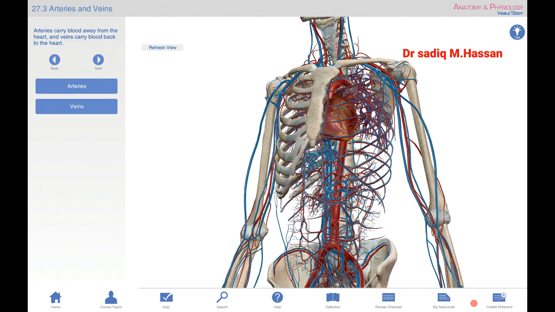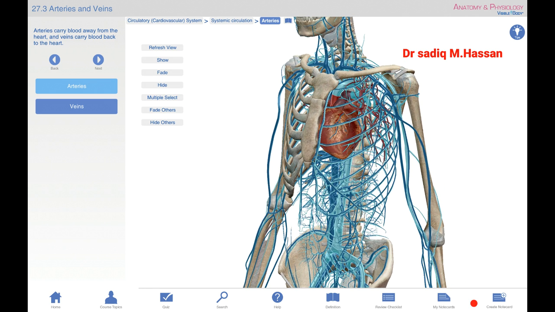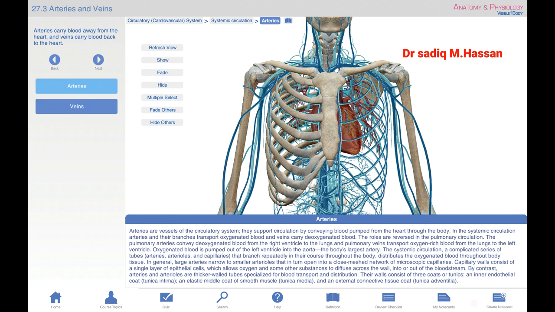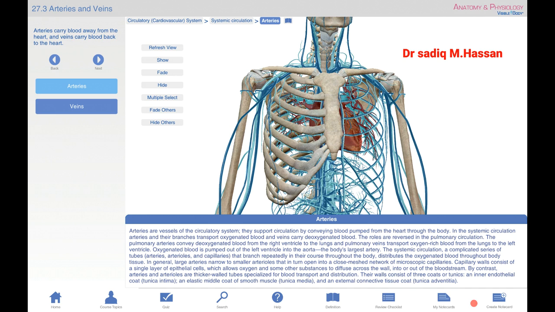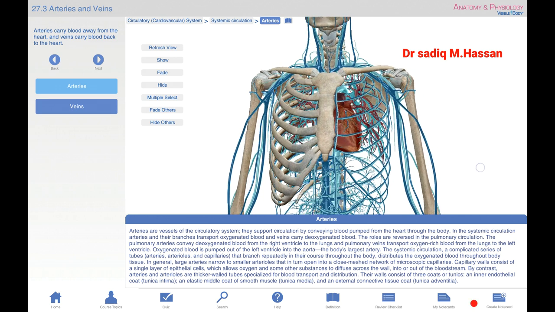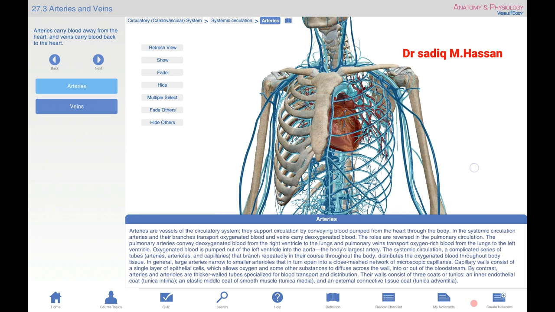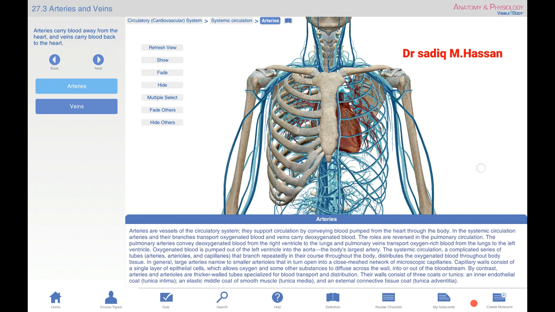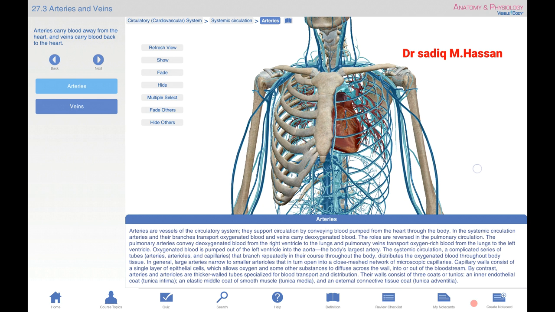Let us now highlight arteries and veins in general. So what are general arteries? Arteries are vessels of the circulatory system that support circulation by conveying blood pumped from the heart through the body. In the systemic circulation, arteries and their branches transport oxygenated blood and veins carry deoxygenated blood. The roles are inverted in the pulmonary circulation.